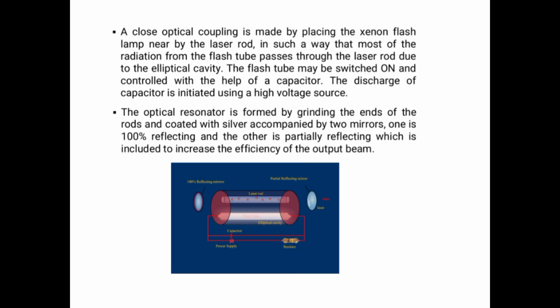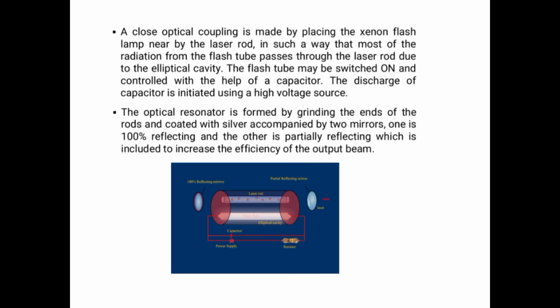Okay, now come to the next point. The close optical coupling is made by placing the xenon flash lamp near the laser rod, in such a way that most of the radiation from the flash tube passes through the laser rod due to its elliptical cavity. The flash tube may be switched on and controlled with the help of a capacitor. The discharge of the capacitor is initiated using a high voltage source.